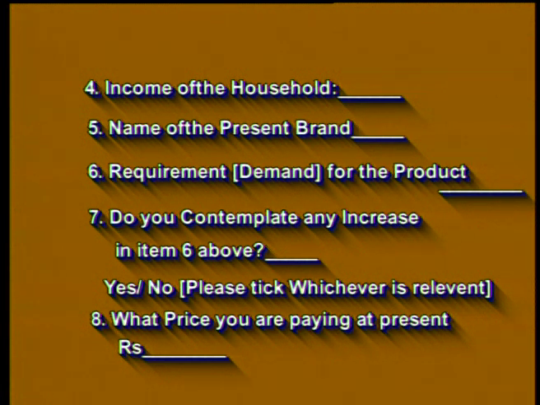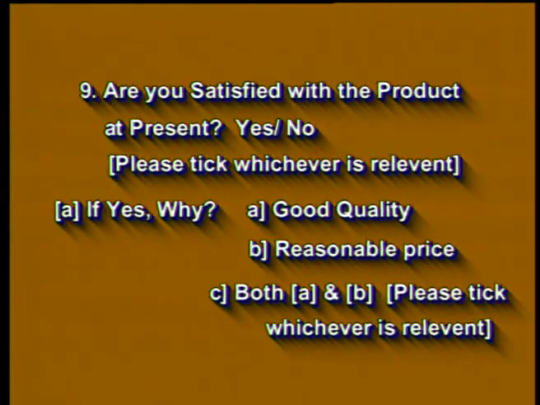Then the next question, question number 8, will be, what price are you paying for the product at present. The reply will be in terms of, say, rupees per kg and all that. Then the next question will be, are you satisfied with the product at present? The answer will be in terms of either yes or no.